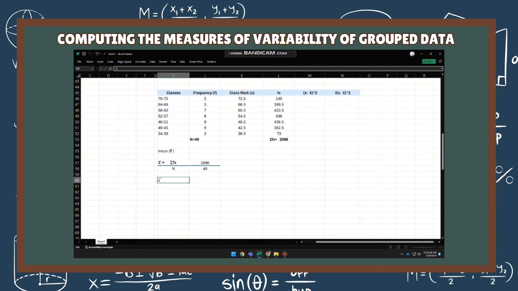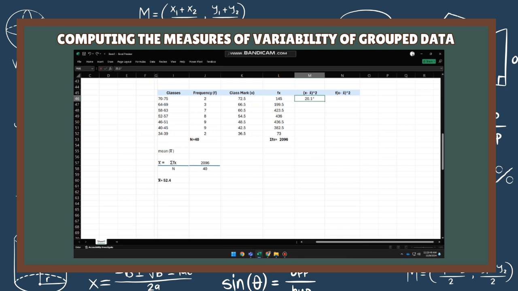And we have the mean of 52.4. So, dito naman, ang gagawin natin is i-minus natin yung class mark sa mean. And then, yung sagot nila is isa-squared natin. So, 72.5 minus 52.4. So, ganyan yung gagawin natin. And then, isa-squared natin siya.